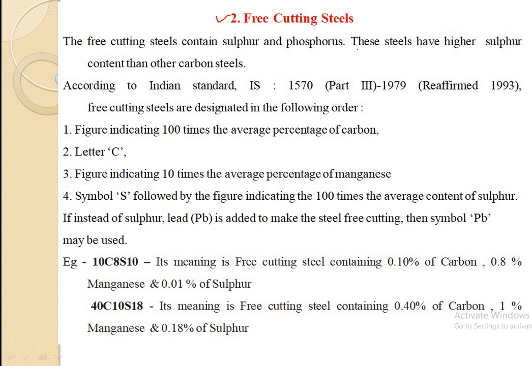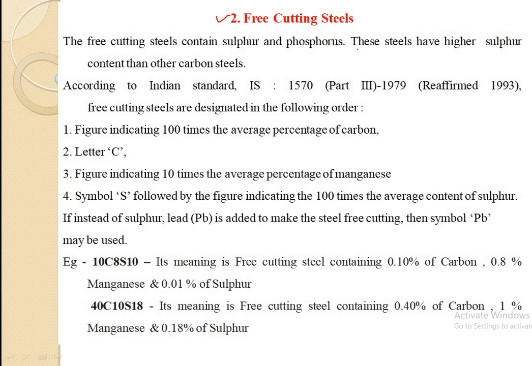Note down, only mild steels are designated on the basis of mechanical properties and chemical composition, but from this onwards, the remaining types of steels are only designated on the basis of chemical composition. Mild steel is designated on the basis of mechanical properties and chemical composition, but from these steels onwards, apart from mild steel, all other steels are designated on the basis of chemical composition.